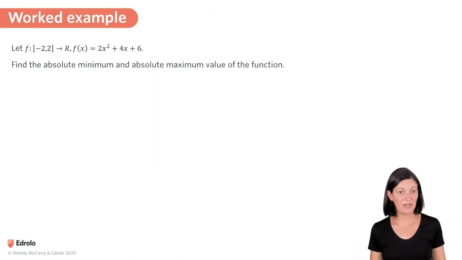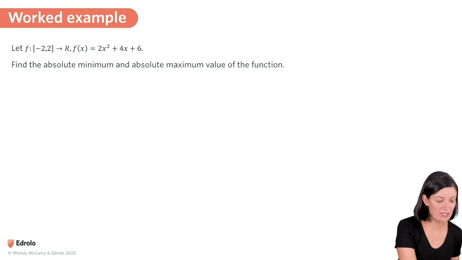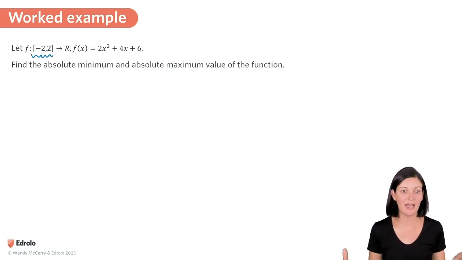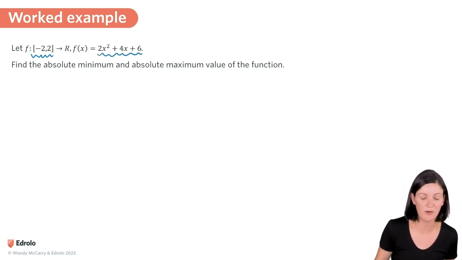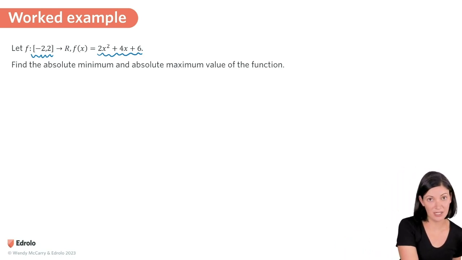Okay, so let's work through an example to find the absolute maximum and minimum value of this function. You can see here that we have a defined domain. So our x values are going between -2 and 2 inclusive. And our function is f(x) = 2x² + 4x + 6. Okay? So the first thing we're going to do is find any stationary points.